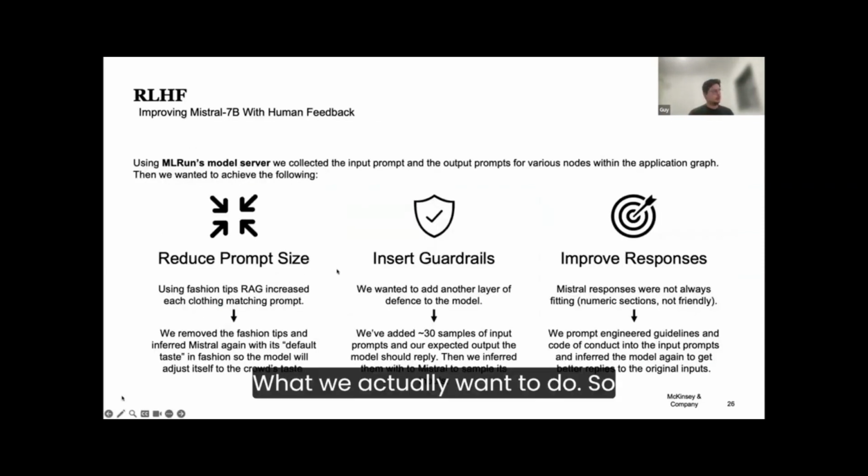What did we actually want to do? We wanted to use RLHF to improve our LLM, and we wanted, with this training, to achieve 3 tasks. Basically, we want to reduce the prompt size. We noticed that inserting the fashion tips takes a lot of space in the prompt, and it increases the latency. We wanted to insert guardrails into the model itself.